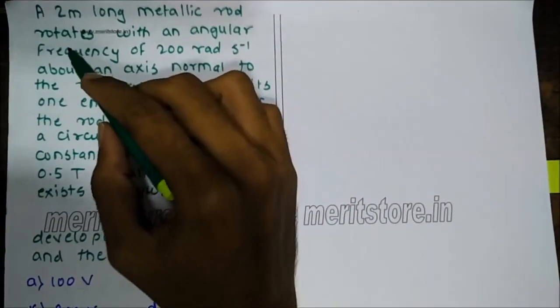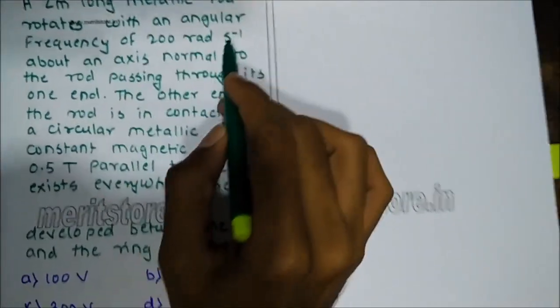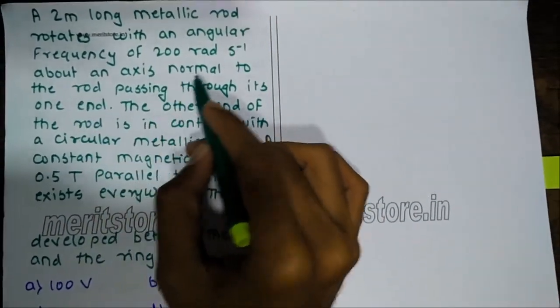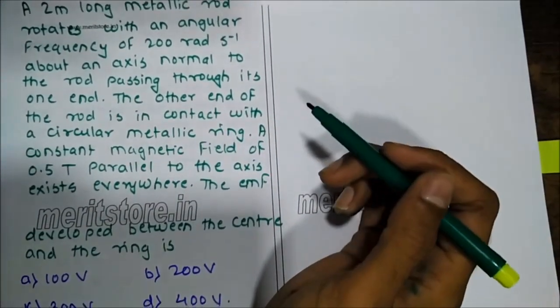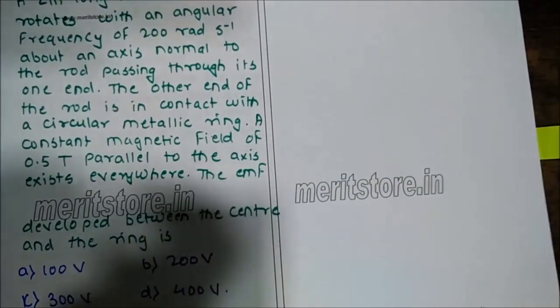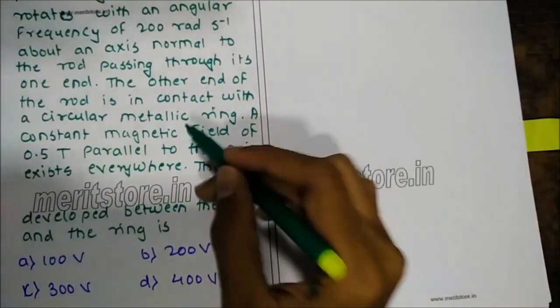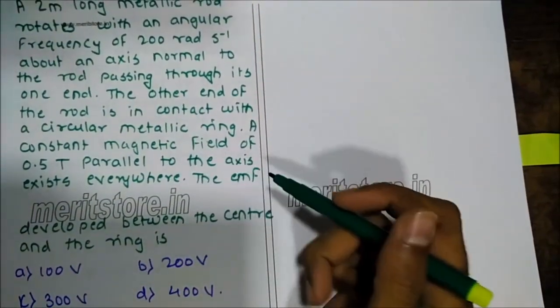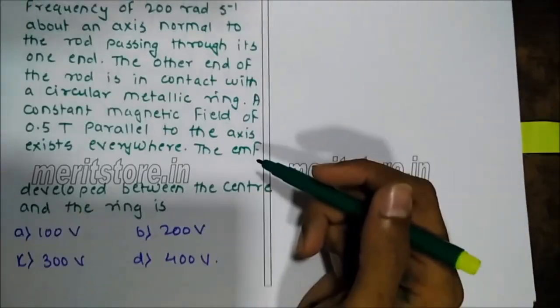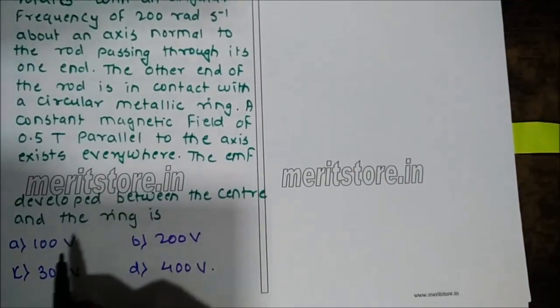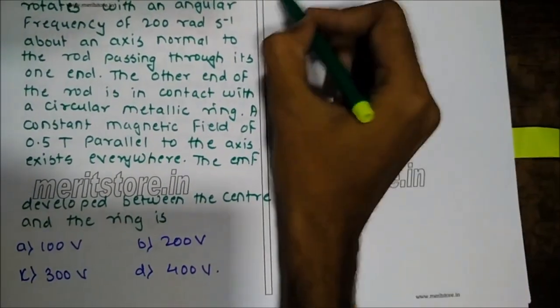A 2-meter long metallic rod rotates with an angular frequency of 200 radians per second about an axis normal to the rod, passing through its one end. The other end of the rod is in contact with a circular metallic ring. A constant magnetic field of 0.5 Tesla is parallel to the axis everywhere. The EMF developed between the center and the ring is: 100 volt, 200 volt, 300 volt, or 400 volt.